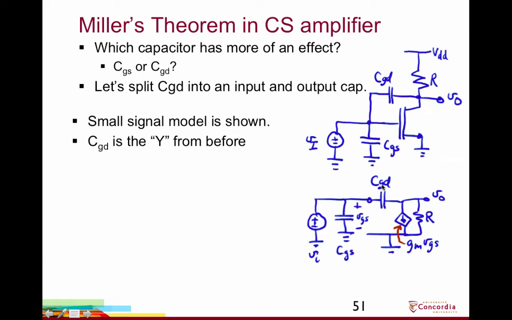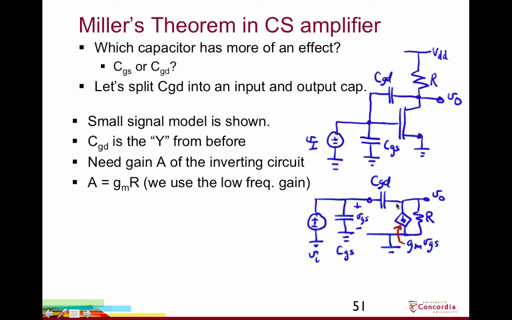So CGD is the Y, the admittance from the earlier slide. So to split it, we need the gain A of the inverting circuit. Now remember, the overall gain of the amplifier is minus A. So the overall low frequency gain of the common source amplifier is minus GM times R, and so A is just GM times R. And we're going to use the low frequency gain, and this is going to help us to ultimately predict the onset of when these capacitors matter.